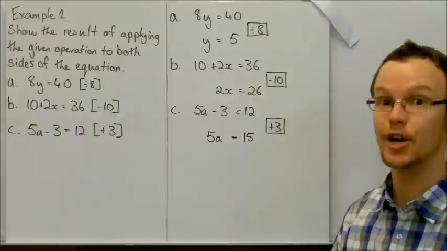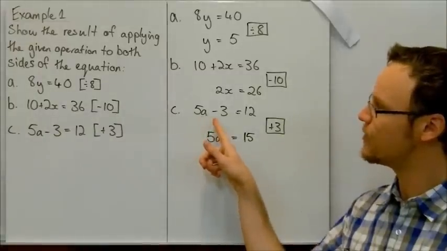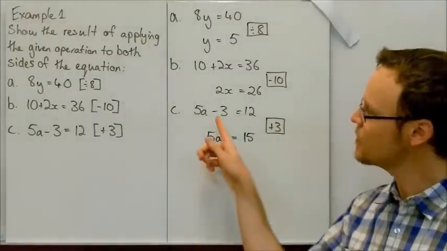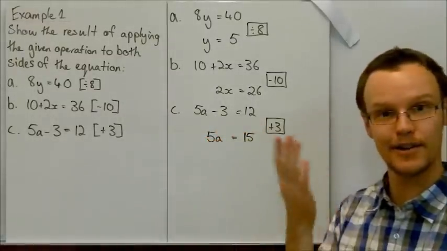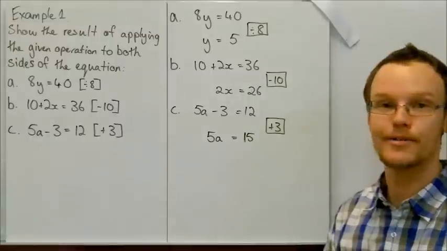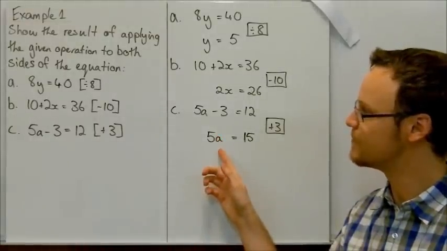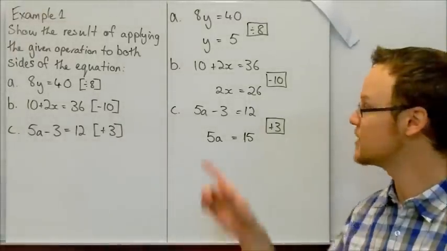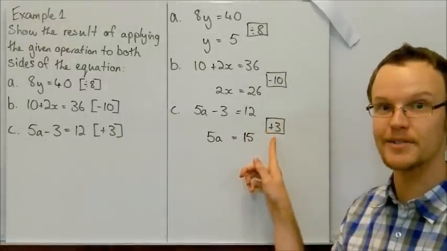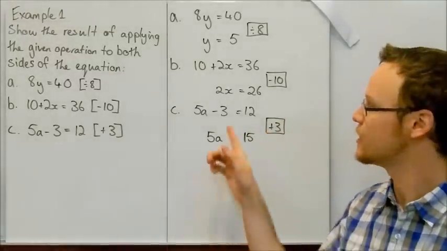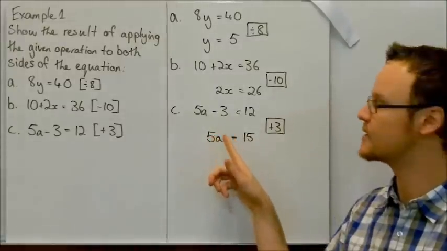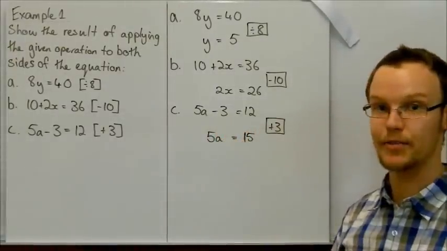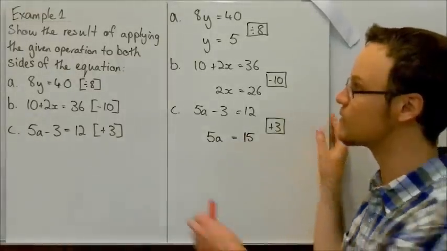Here we've got 5a minus 3 equals 12, and we're asked to add 3 to both sides. Minus 3 plus 3 is going to equal 0, so we're just left with 5a. The reason for this, you can think about if the temperature was negative 3 degrees Celsius and it rose by 3 degrees Celsius, it would be 0 degrees Celsius. So adding 3 to negative 3 gets 0. And we need to add 3 to both sides as well. So 12 plus 3 is 15. So we're left with 5a equals 15.